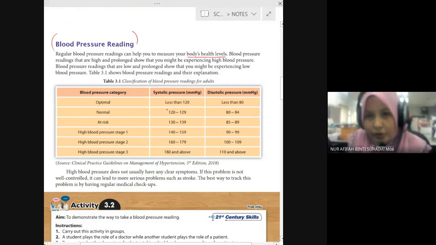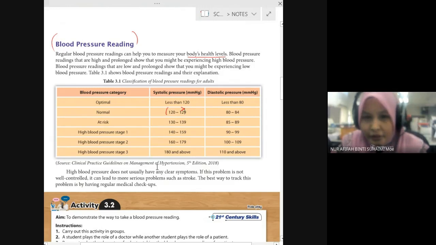So if the systolic pressure is more than 129, or 130 and above, it means that the person is at high risk of high blood pressure or heart attack.